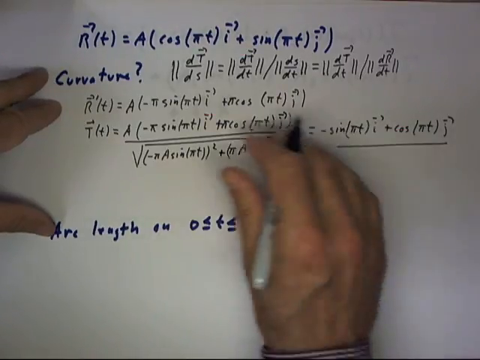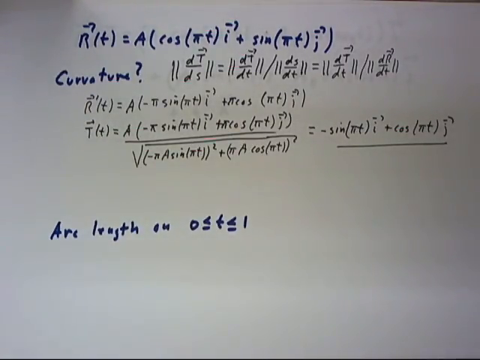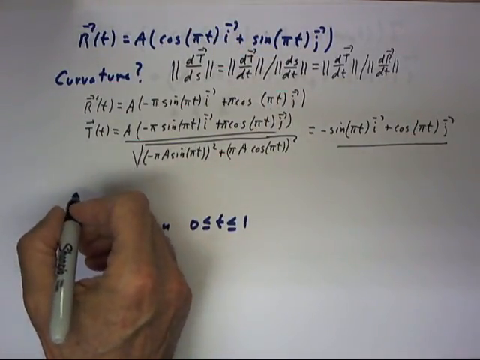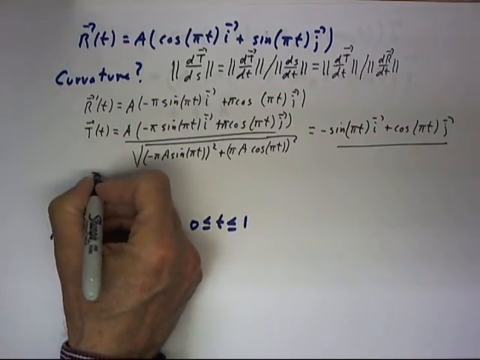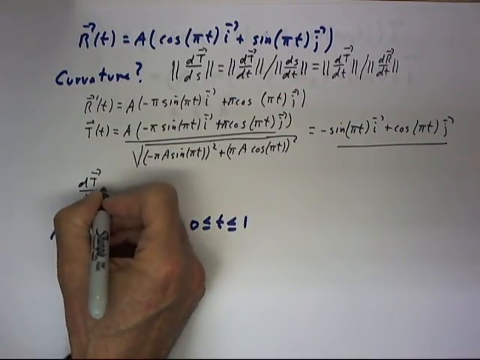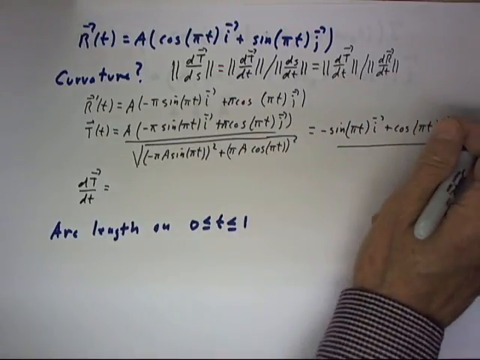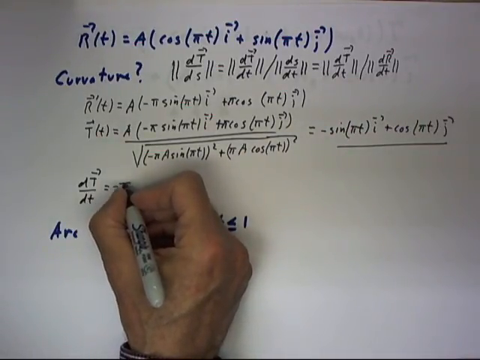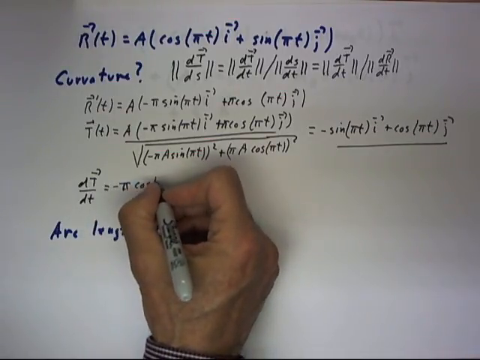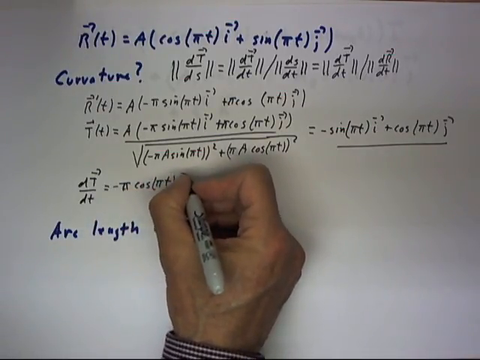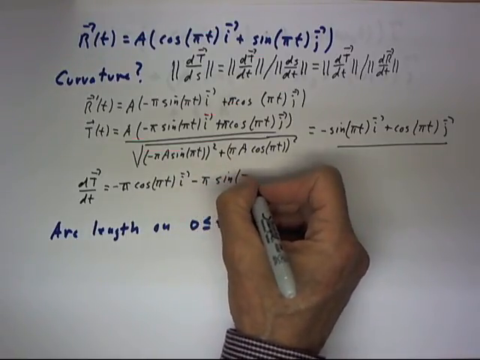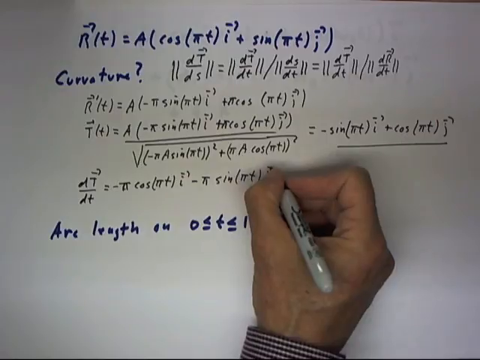And I'm not going to write out all the details of that division. So the derivative with respect to t of our unit tangent vector is just the derivative of this, which is going to be negative pi times the cosine of pi t i minus pi times the sine of pi t j.